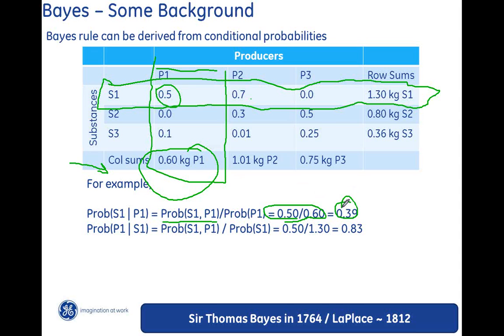Now, let's ask the reverse question: what's the probability of producer 1 emitting a substance given that it's actually substance 1, right? It's not necessarily going to be the same as the one I originally asked. What's the probability of the emission of substance 1 given that it is producer 1? Sounds similar, but it's not necessarily the same. And if you go through the calculation, you find that it's not.